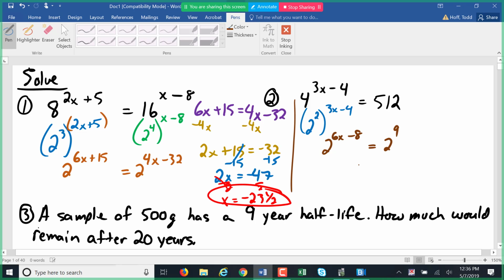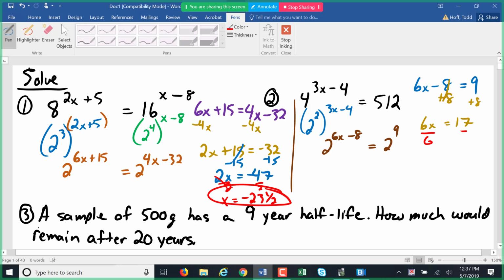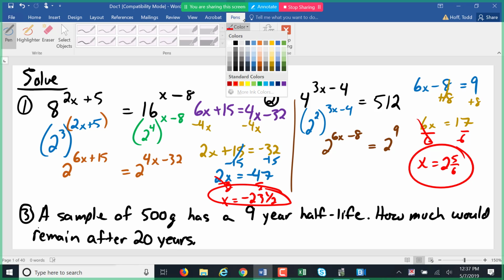512 then is 2 to the power of 9. So this becomes 6x minus 8 equals 9. And we solve by adding 8. 6x equals 17. And dividing by 6, x equals 2 5/6. Any questions there? Okay.